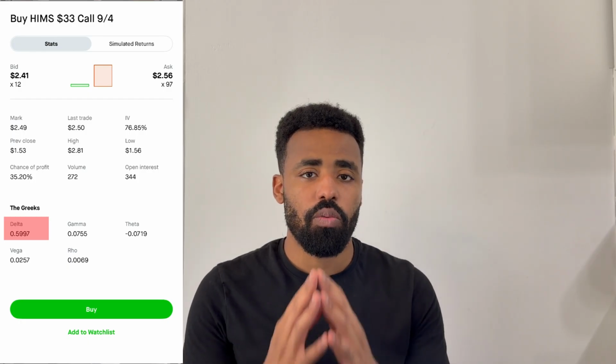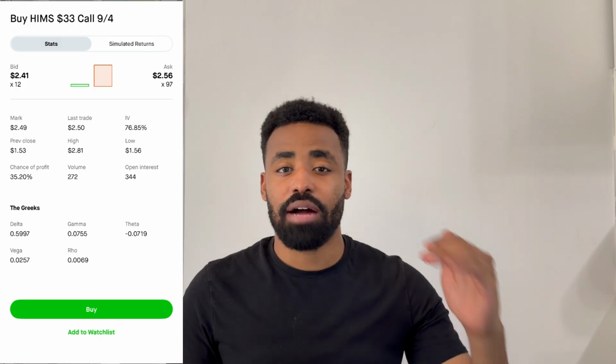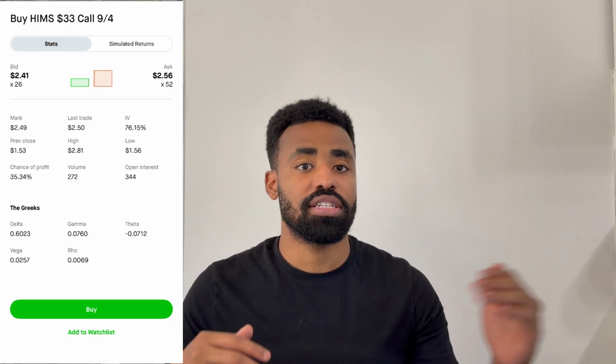So let's start with delta. So let's just say a call has a delta of 60 cents. One way to interpret that is if the stock moves $1 higher, the option's price can go up by roughly 60 cents. So delta itself can change, but delta helps you understand how responsive your contract is to the movement of the stock.